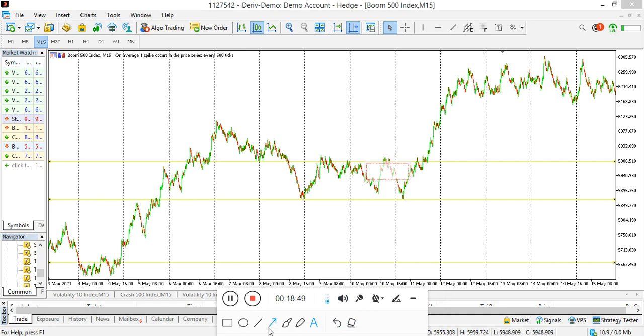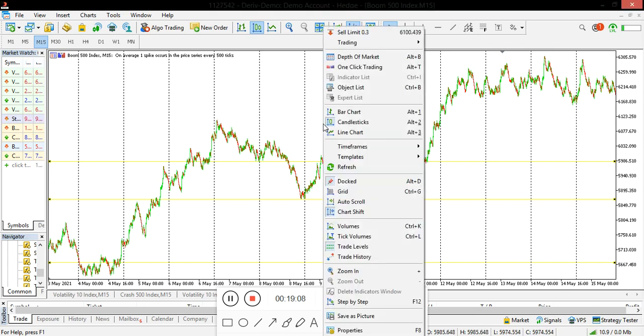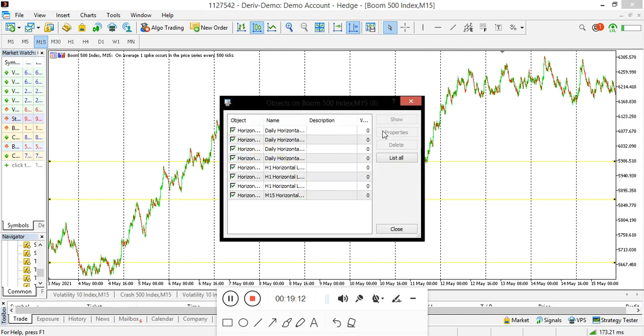Okay, now let's look at what we call the dynamic resistance after we have been able to look at rigid support and rigid resistance. Now, what are dynamic support and resistance? Dynamic support and resistance are your trend lines. First, let me clean the one I have done on my chart.